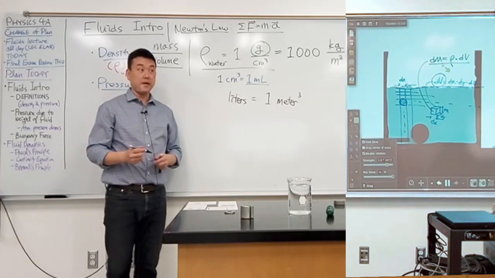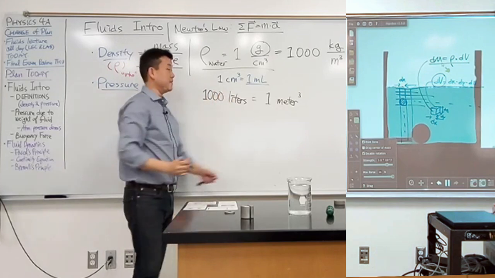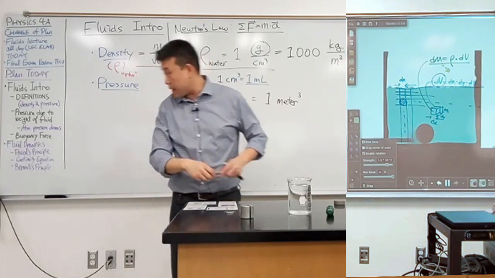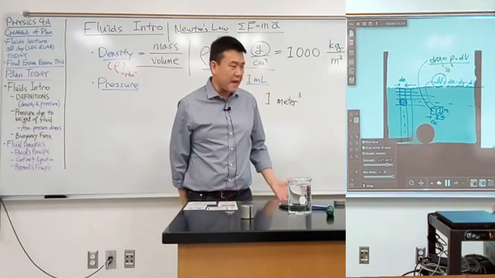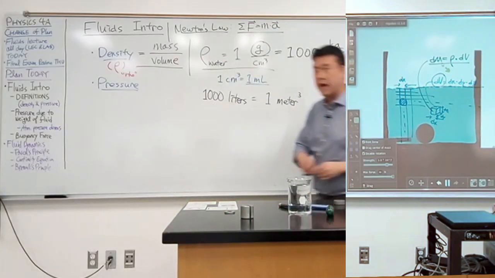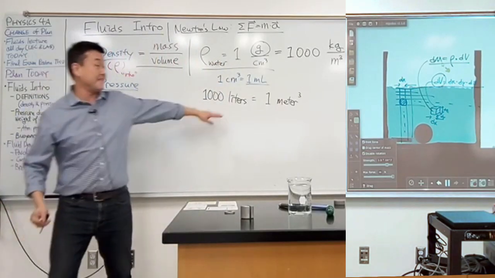1,000 liters? Everyone agrees that sounds about right? 1,000 liters is 1 cubic meter. Let me show you what 1 cubic meter looks like, because I think this is one of those quantities when you see it for the first time, you think that's too large, that can't be right. But this is actually right.